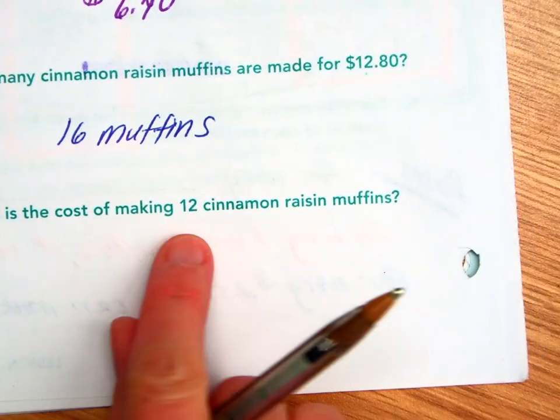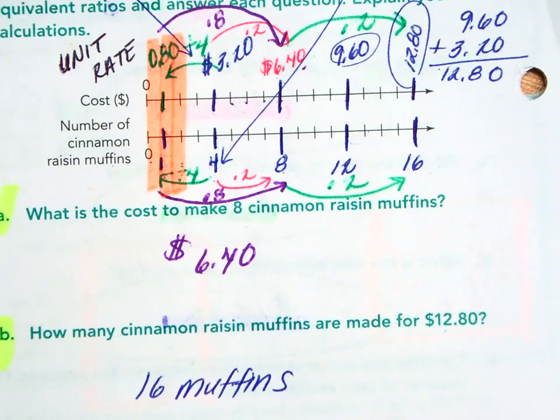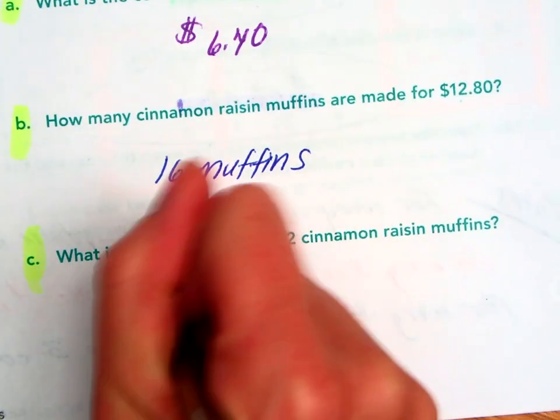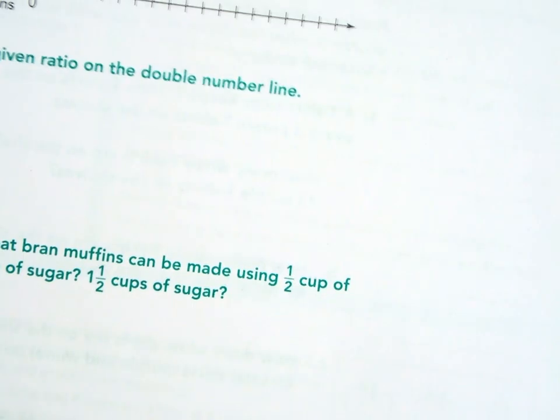Last question. What is the cost of making 12 cinnamon raisin muffins? We already graphed it. You already did that work. So that's just $9.60. So that is finishing number 5. We have just number 6 to go.